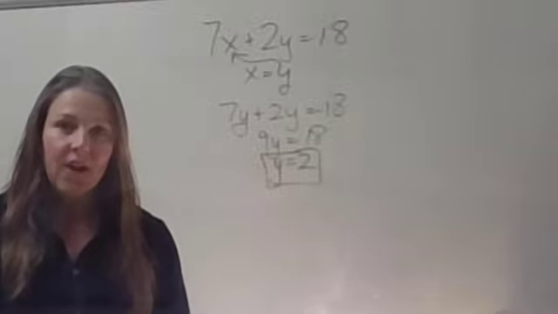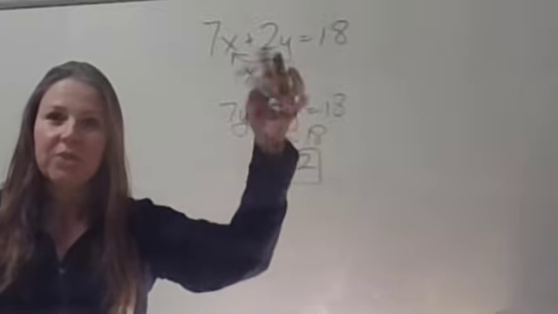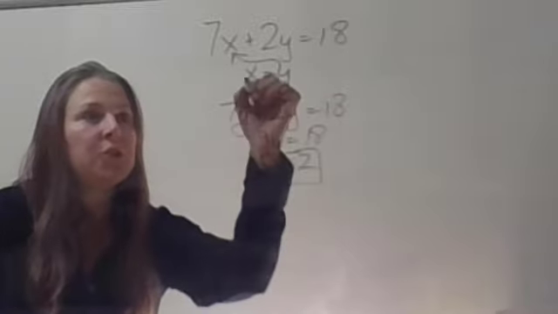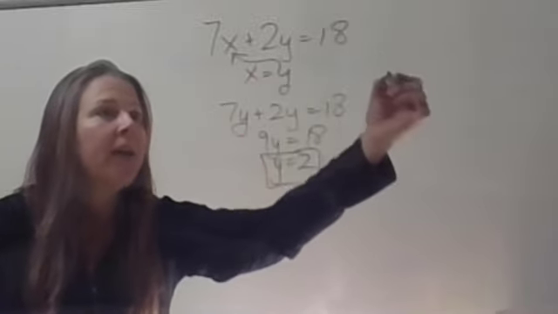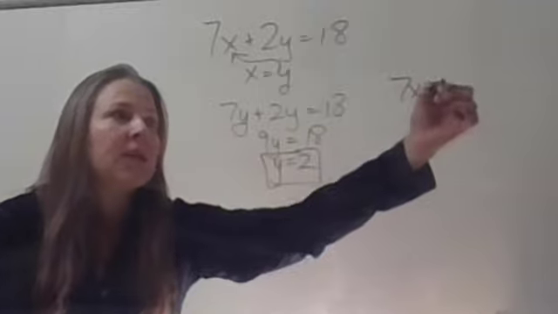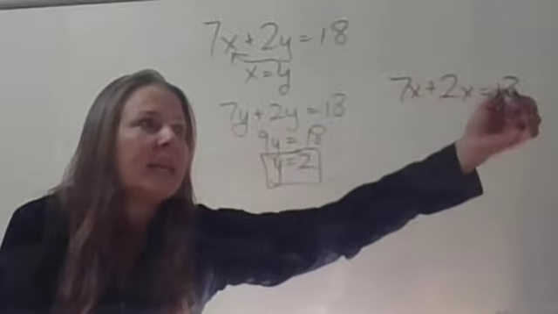You could actually solve the other substitution if you want. So if you chose to substitute x in for y, you would have had 7x plus 2x equals 18.